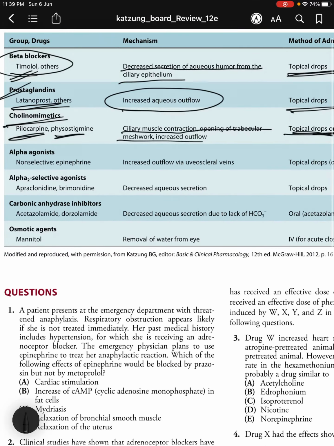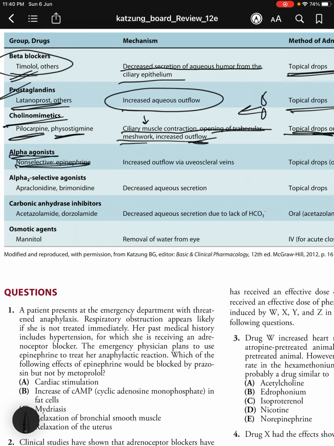So cholinomimetics, right? Acetylcholine. From physiology you've been talking about acetylcholine at muscular end plates, neuromuscular end plates. So you have to talk about a muscle when you're talking about glaucoma and cholinomimetic drugs used in it. So ciliary muscle contraction. You can imagine as if the muscular contraction is pushing it out. So there is increased outflow and opening of the trabecular meshwork.